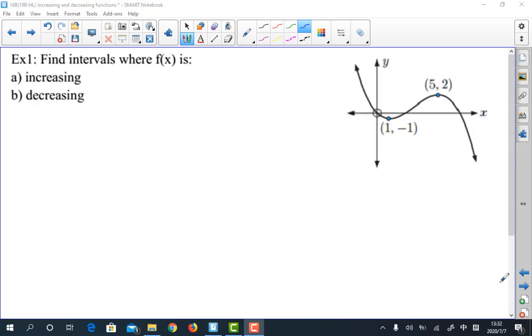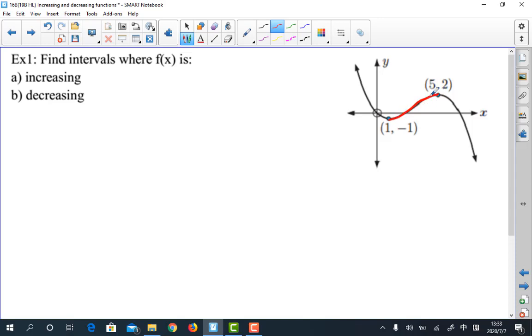Example 1, find the intervals where f of x is increasing in A, and decreasing in B. So let's observe the graph. The increasing part should be from this minimum point to that maximum point. Local minimum, local maximum, that's what we will call them later on. This point to that point.